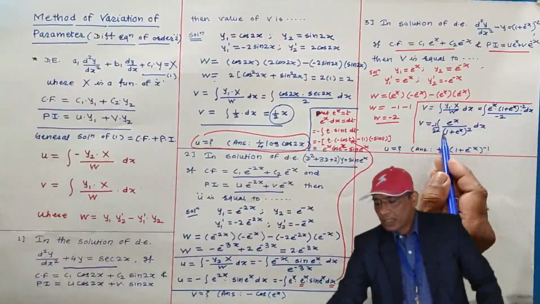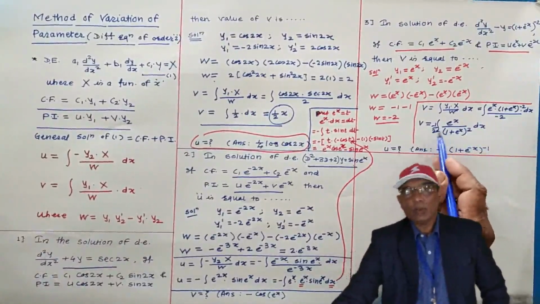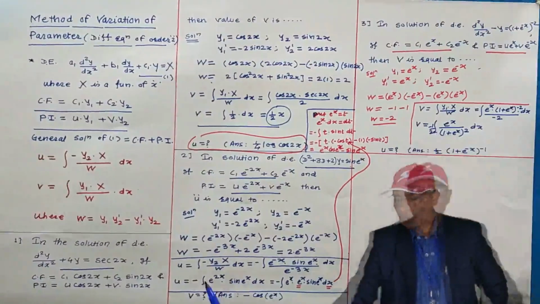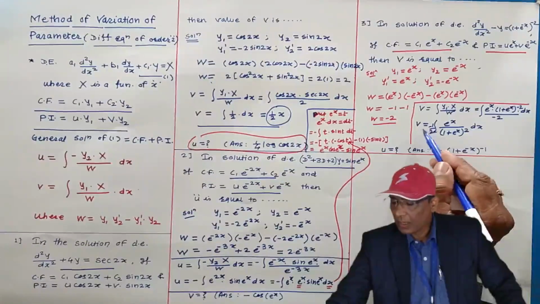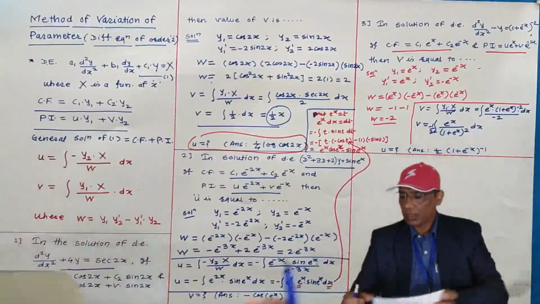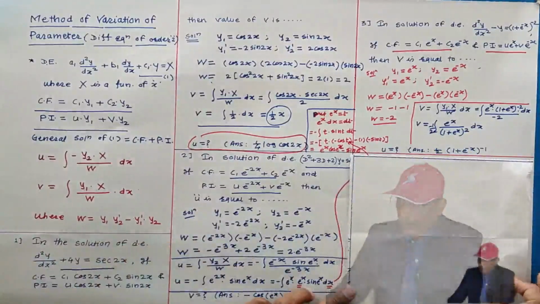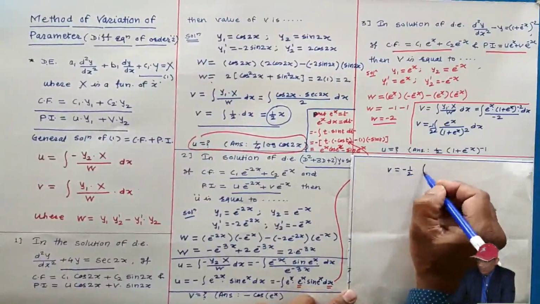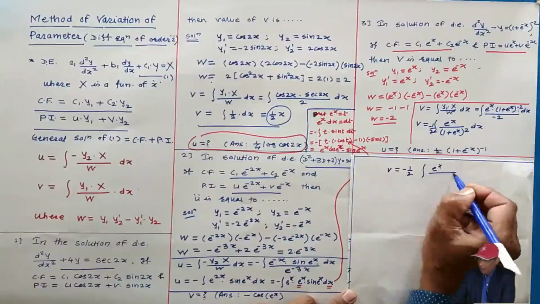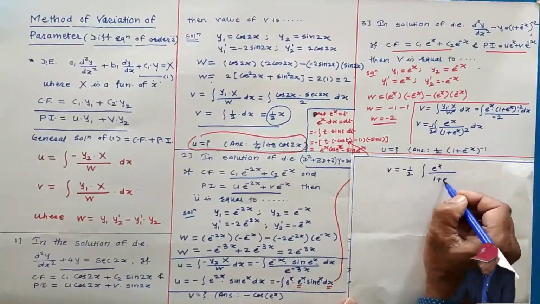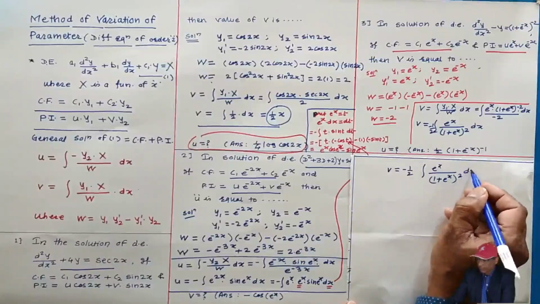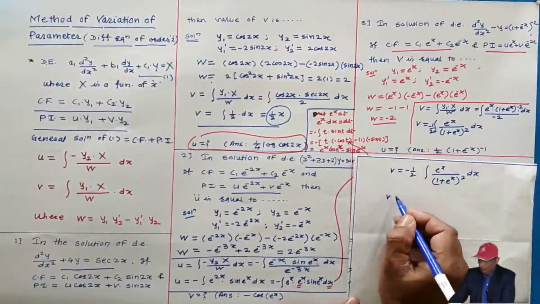Now, this value of v, I am going to solve separately because we don't have sufficient space here. Yes, value of v, I am going to solve on a separate sheet. On the sheet I have taken, v equals minus 1 by 2 integral e to the power x by 1 plus e to the power x whole square.